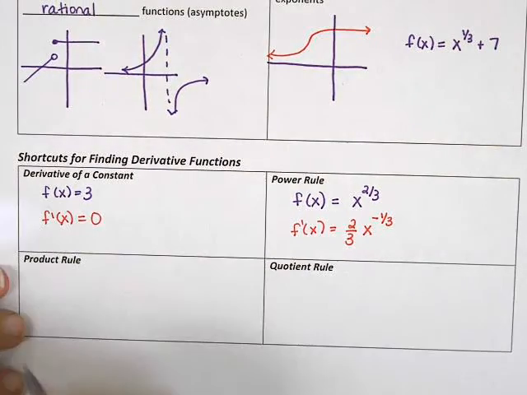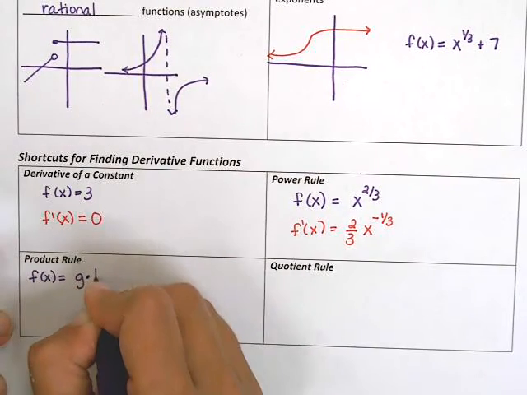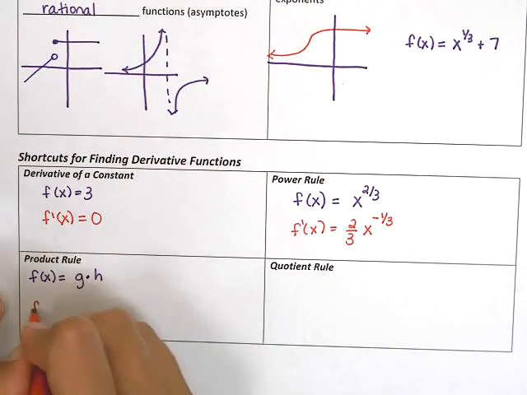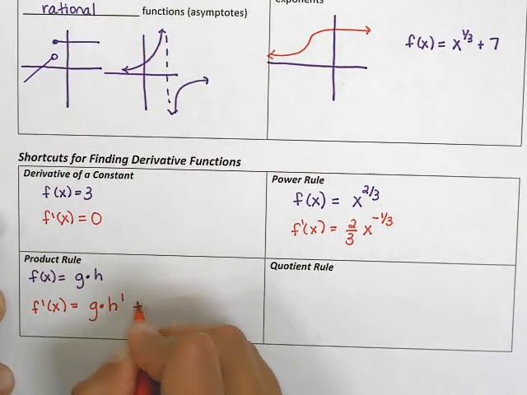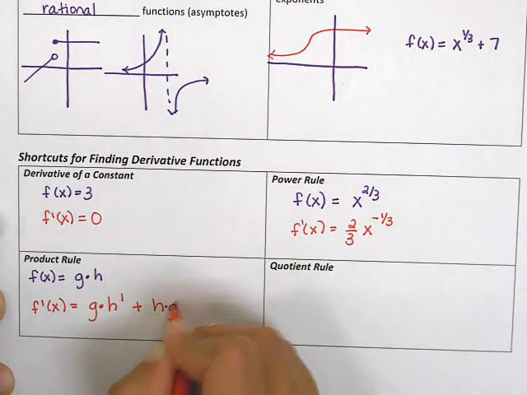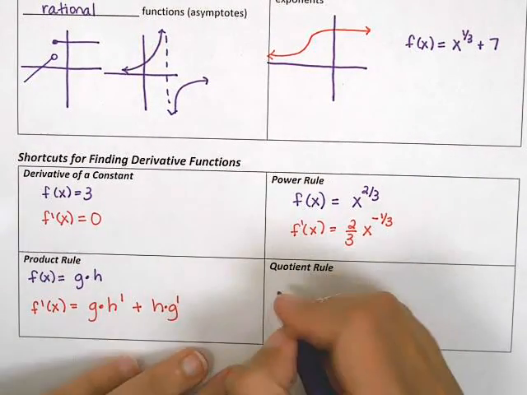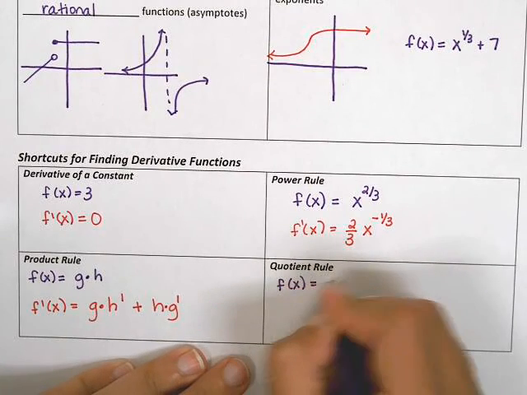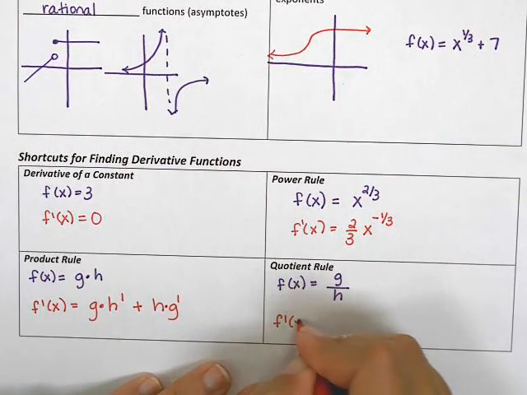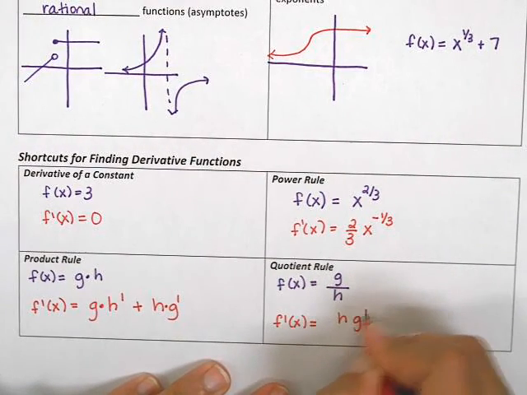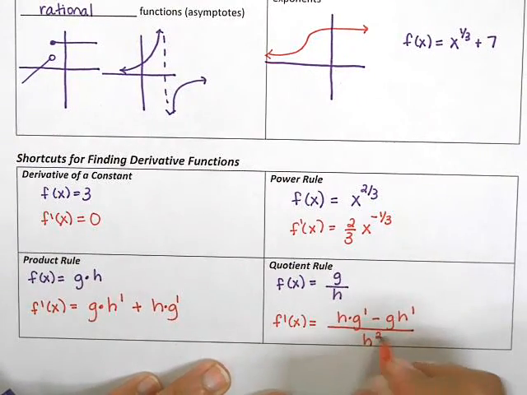Product rule says you leave the first one alone times the derivative of the second plus the second times the derivative of the first. And quotient rule says, we had a song. Low D high minus high D low, and low squared goes down below.